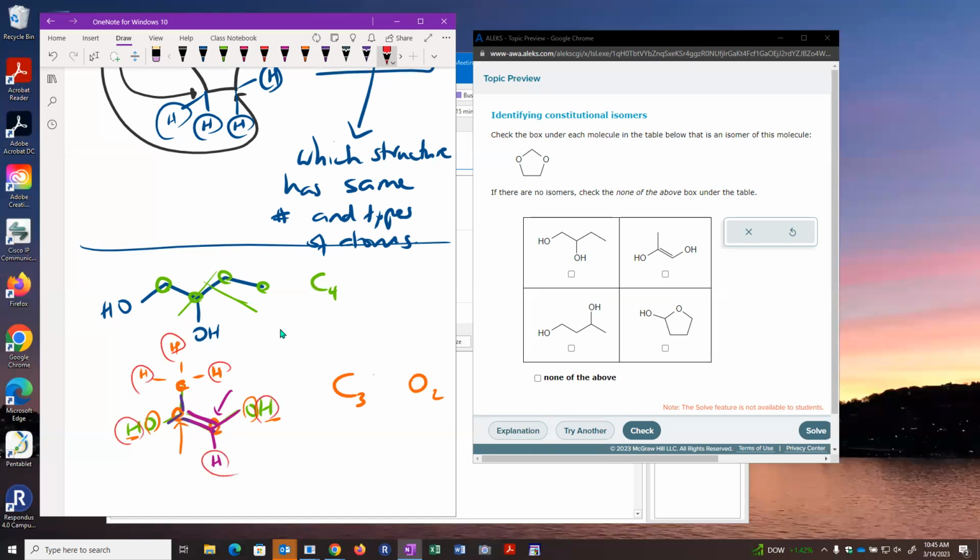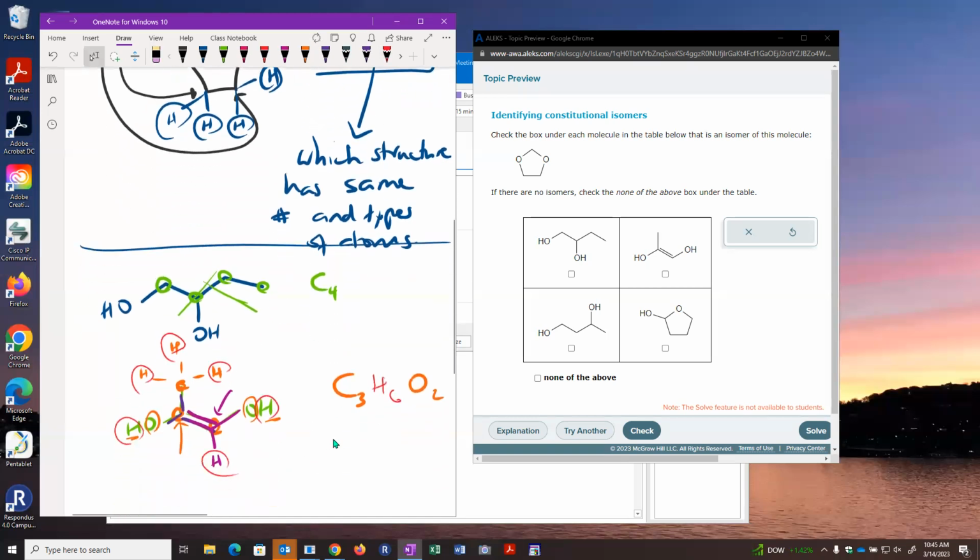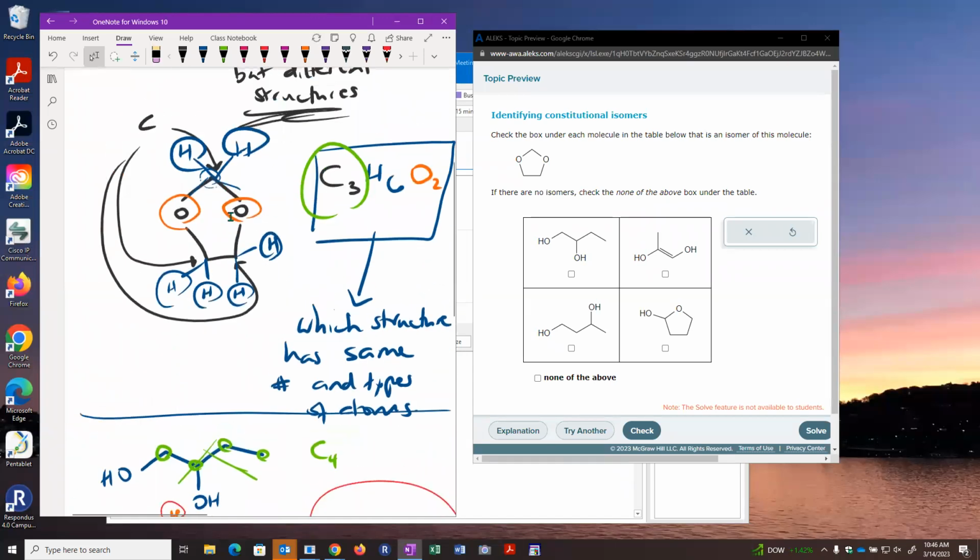5, 6 H's. And if we compare that to our one on top, C3H6O2, right? That would be a constitutional isomer. It's got the same number and types of atoms, but obviously this structure is different than this ring structure, right? So that would be an option. You need to go through and look at the other ones as well.